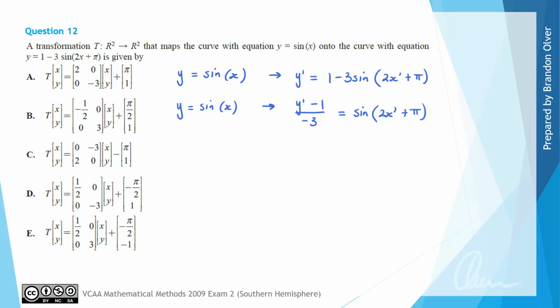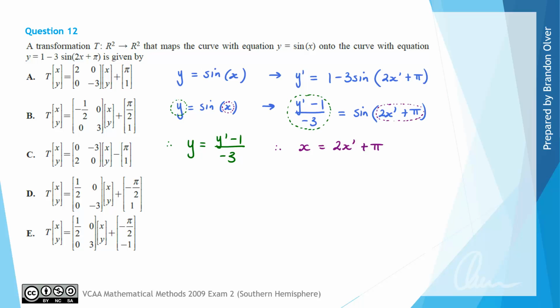And then what we can do is we can identify that this y is in the same position as the y dash subtract 1 all divided by negative 3. So therefore we can say y equals y dash subtract 1 over negative 3. And we can also identify that this x, which is inside sine of x, is in the same position to the 2x dash plus pi, which is inside sine on the other side. So therefore, we just can say that x is equal to 2x dash plus pi.